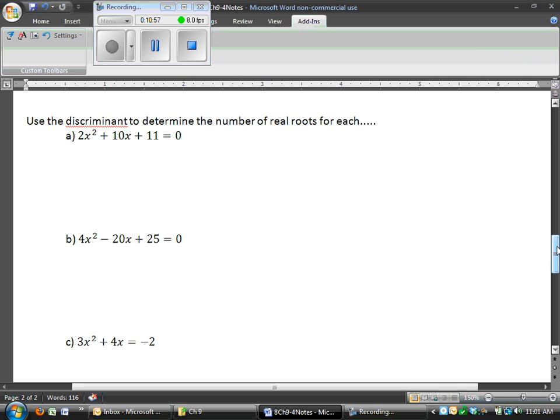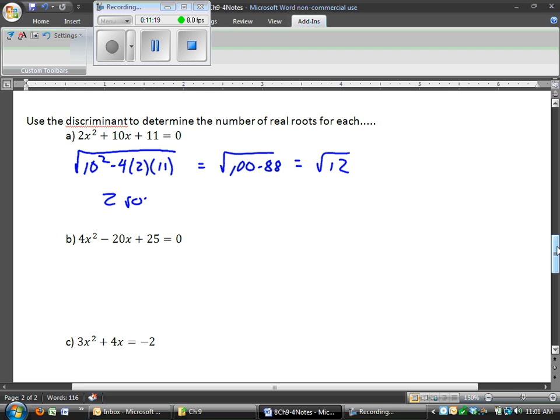Use the discriminant to determine the number of real roots for each. So I take 10 squared minus 4 times a times c. That equals, if I have to do this really quick, I'm running out of time, I apologize, 100 minus 88, which equals 12, which means there's two roots because it's positive. Okay?